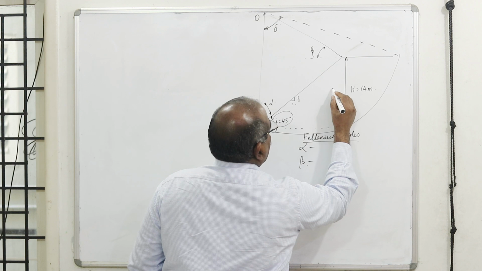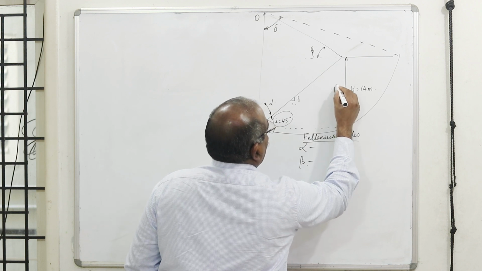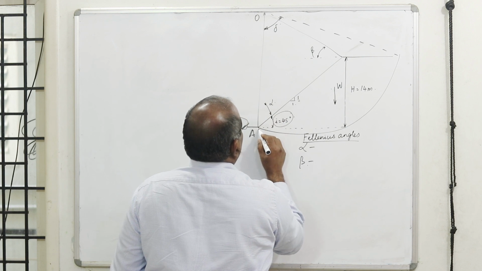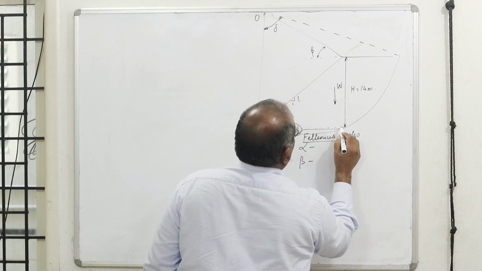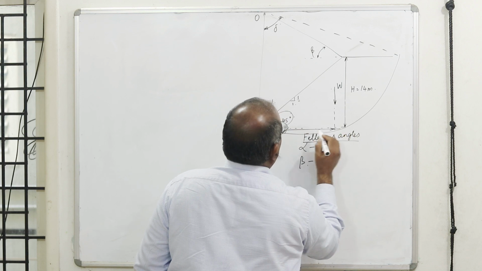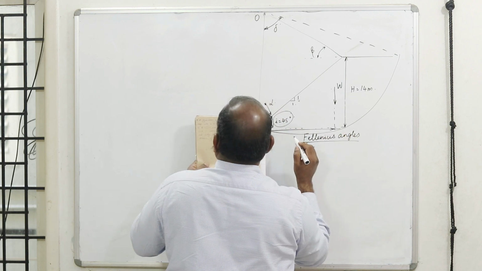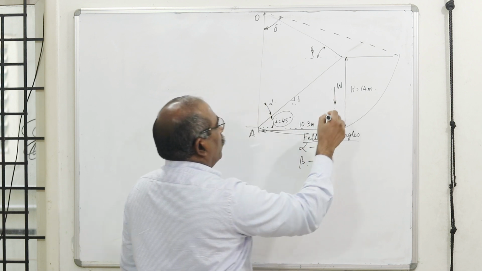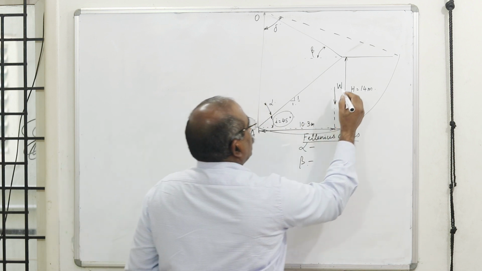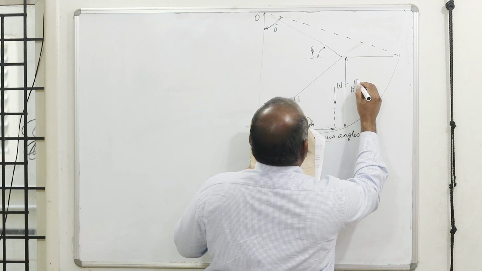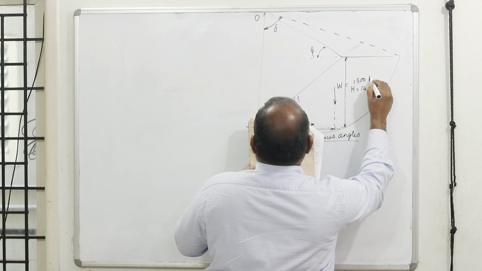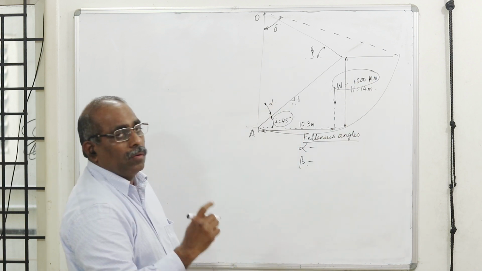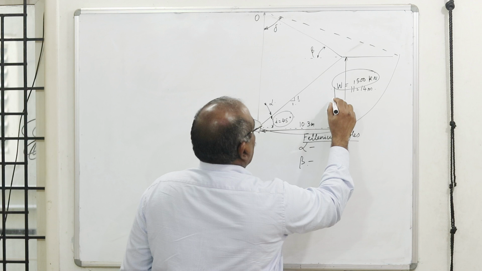Now he has given this weight that is acting, he has given the value. From this toe, this weight W is acting at a distance of 10.3 meters. I know what is my weight W. Weight W is equal to 1500 kilonewton. I know my quantity, I know my line of action, therefore I can get this.